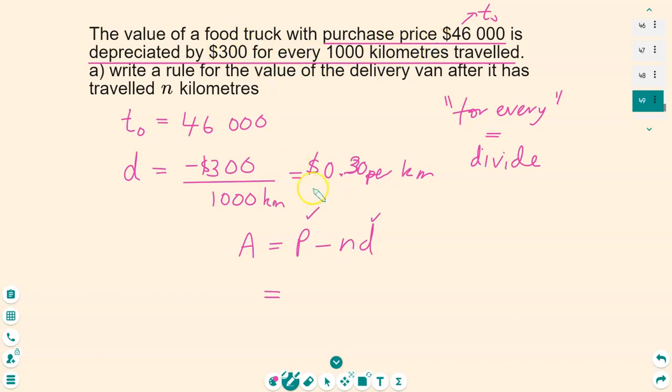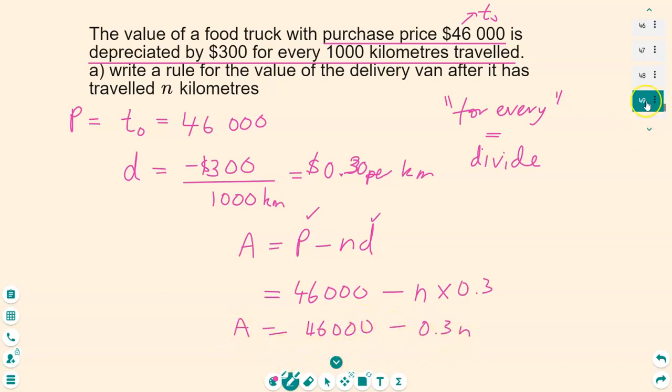And yeah, this is a key question students struggle with, but for every means divide. Okay. So our P take ND. P is our initial value at time equals 0. Take N times 0.3. And then just leave it in a little bit simpler form. And that's where we're at. For every means divide the numbers.